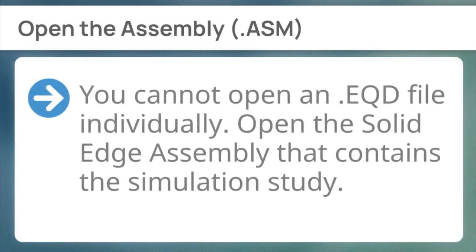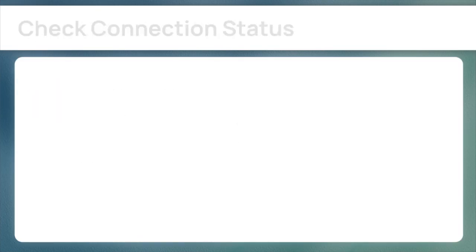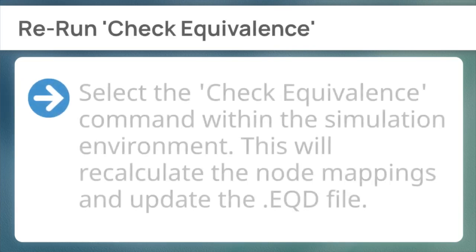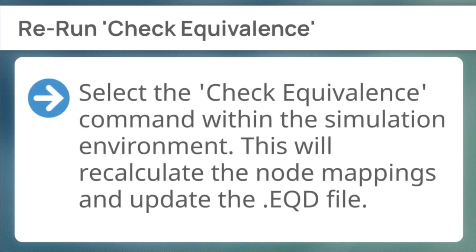First, open the assembly, .asm. You cannot open an EQD file individually. Open the Solid Edge assembly that contains the simulation study. Next, check connection status. In the simulation sidebar, look for the Connections or Interactions group. If you see a warning icon, the EQD data is out of sync with your 3D geometry. Finally, rerun Check Equivalence. Select the Check Equivalence command within the simulation environment. This will recalculate the node mappings and update the EQD file.